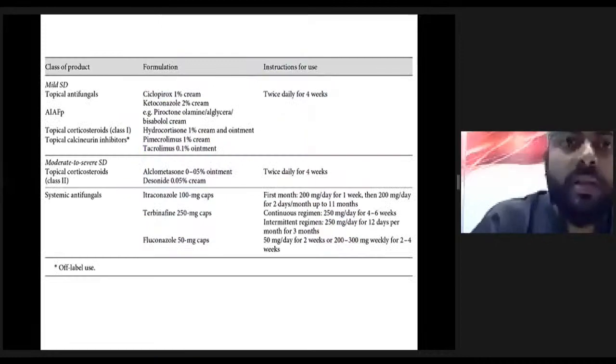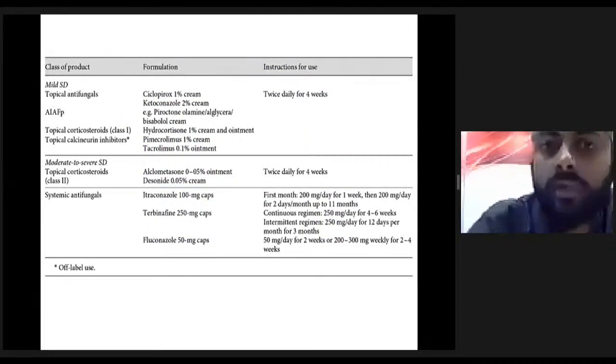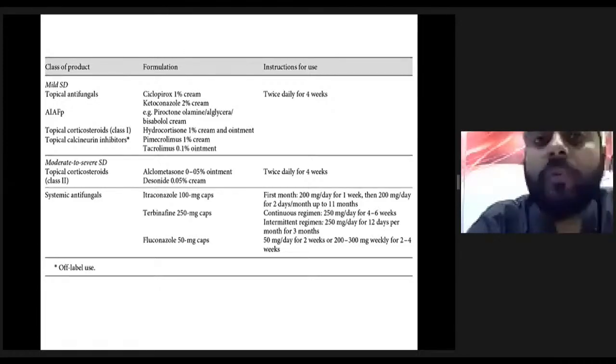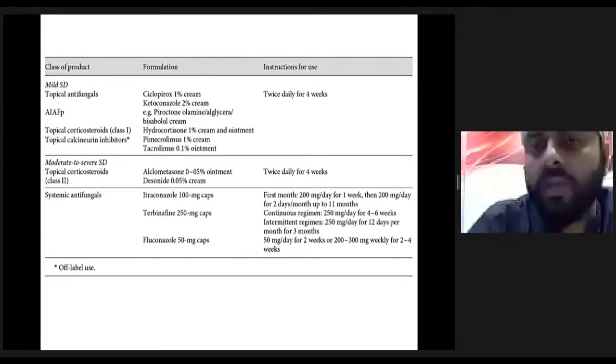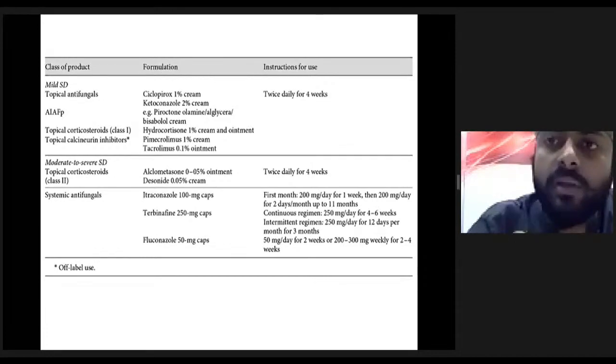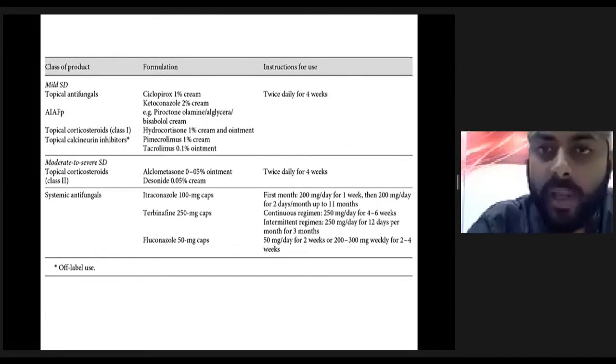So these are different agents which are used, like topical antifungals. Mostly the agents used are ketoconazole, clotrimazole, ciclopirox olamine. Anti-inflammatory antifungal products are bisabolol, piroctone olamine, glycyrrhetinic acid. Topical corticosteroids, hydrocortisone, mostly class 1, is used on the facial area, on the face. Topical calcineurin inhibitors, which are not US FDA approved but still recommended in certain guidelines, are pimecrolimus and tacrolimus.